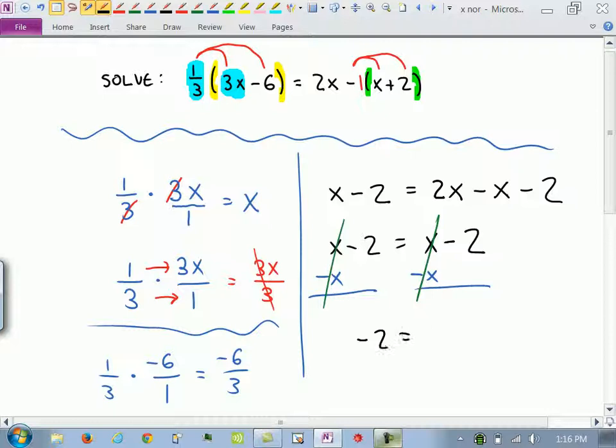-2 equals -2. Is that true? Yes, that's true, right? It wasn't like the last problem where we got some number equal to some other number. These two are true. What that says is that in order for that equation to be true, all that needs to be true is that -2 equals -2, which it is, right?